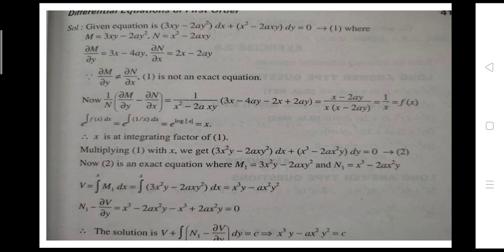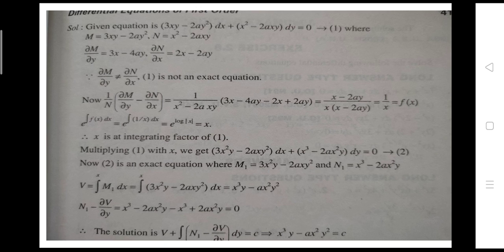Now what is the value of ∂M/∂y? 3x minus 4ay, and ∂N/∂x is 2x minus 2ay. Both are not equal. Not equal means the given equation is not exact. If it is not exact, we need to find f of x.